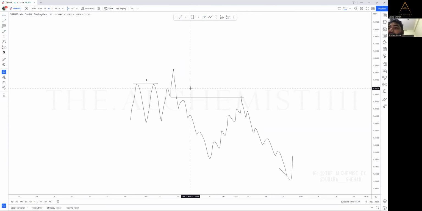Now remember, an order block is not a candle. An order block is not a zone. An order block is a specific price level. So what is that price level? Remember that very well. It is not a candle, it is not a zone, it is a specific price level. It will be the opening price of the bullish candle that did the manipulation.